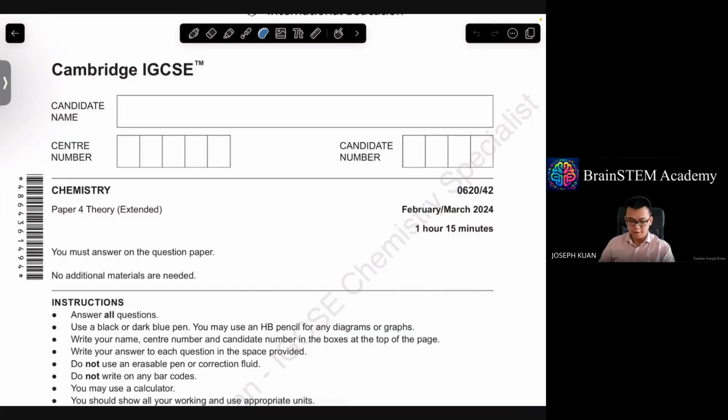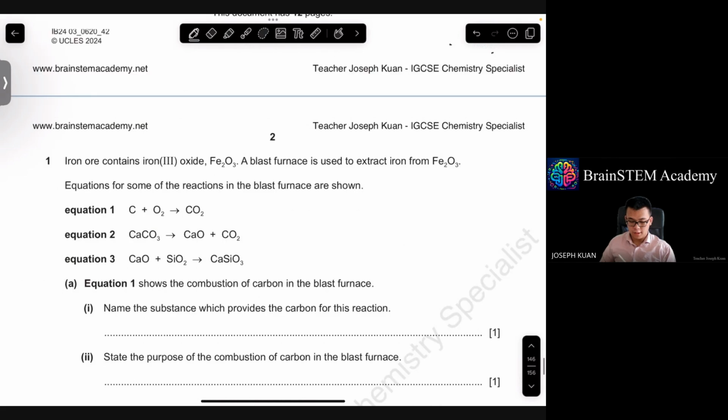It's Cambridge IGCSE Paper 4, Theory Extended, for February-March 2024, and it's Variant 2. Okay, let's go to the first question.